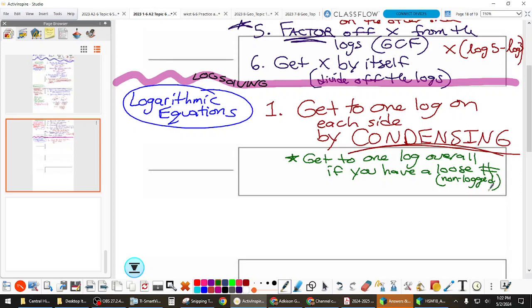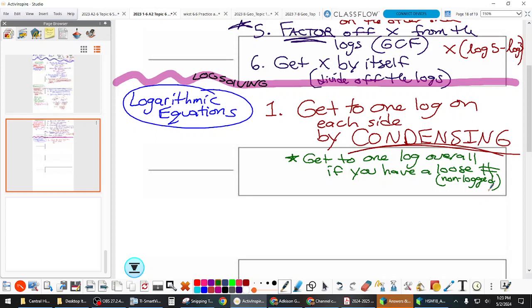So, if you have a loose number just floating around, like log of, or just 10, mixed in your log equations, then you want to get just one log overall. Otherwise, if you have multiple logs without a loose number, like the one we just did, then get one log on each side. You'll see what I mean.